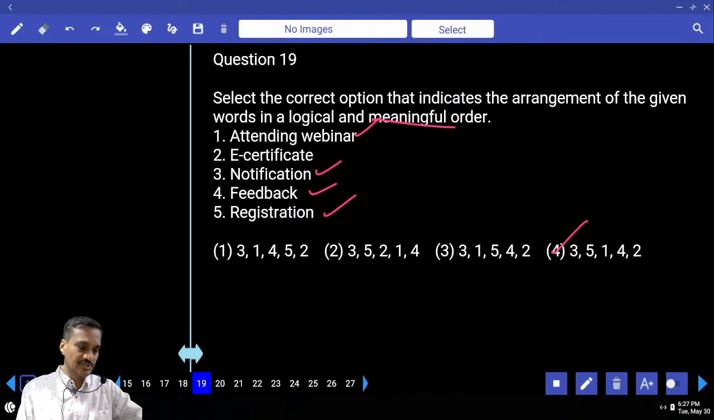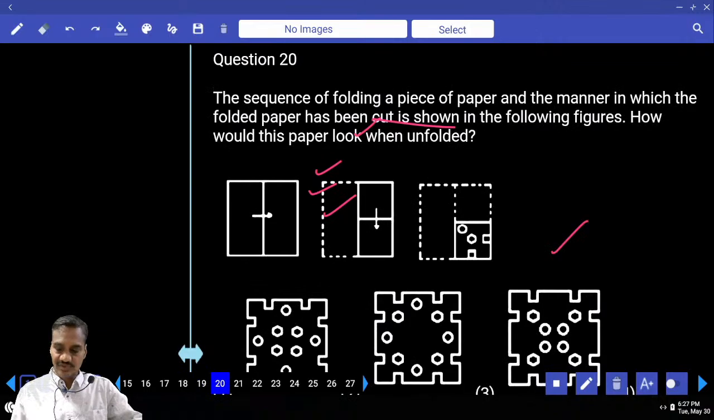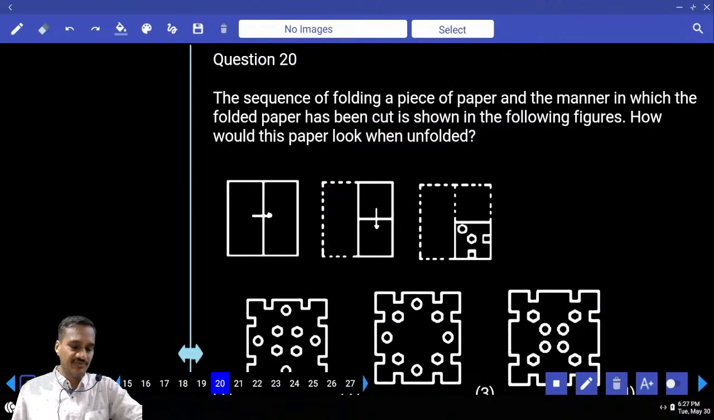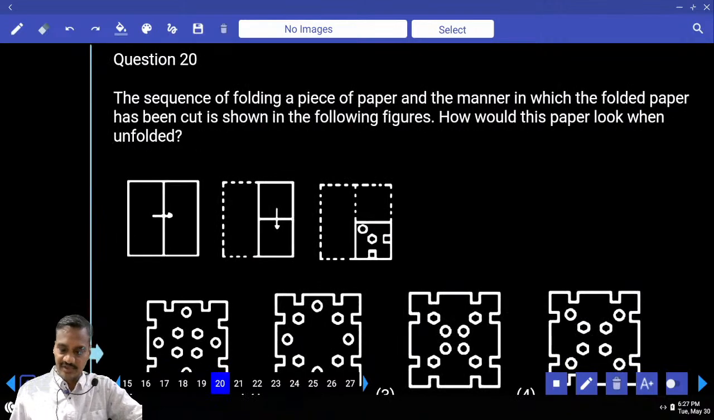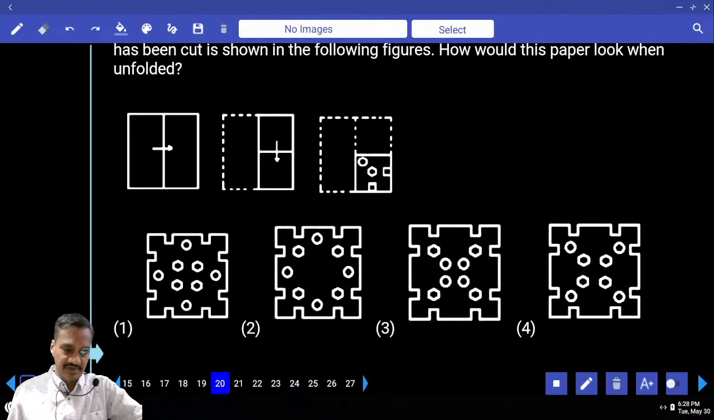And so what is your answer? Choice 4, 19th one. The next one, 20th, figure folding and figure cutting, paper folding and paper cutting. Now in this paper folding and paper cutting, from here to here it has to open. Now to open, how should it be? This will be circle, isn't it? Now the center one is again circle, and this is square, and this is square.